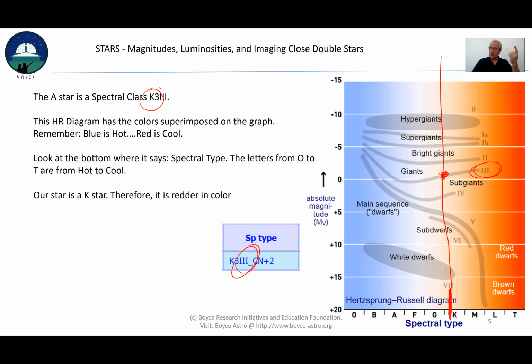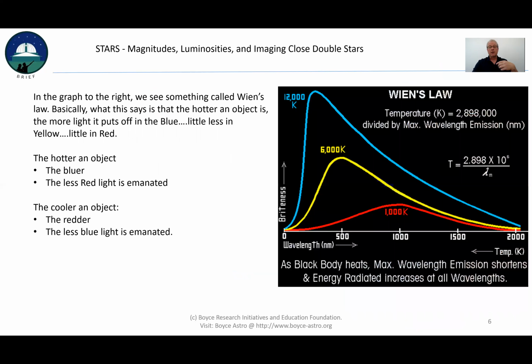Stellar color and temperatures have a relation. Let's talk about that relation. Now, back in your class on Wien's law, you're familiar with this graph. What this tells us is the hotter a particular object is, the shorter the wavelength, the more blue it is. The cooler, the more the wavelength shifts to the right, to the red part of the spectrum.